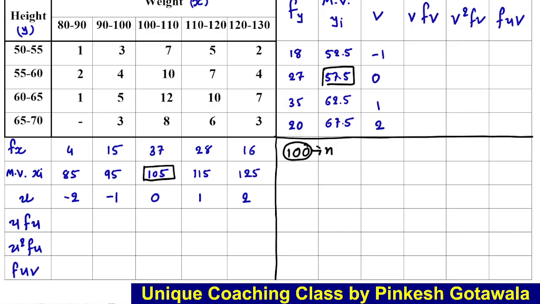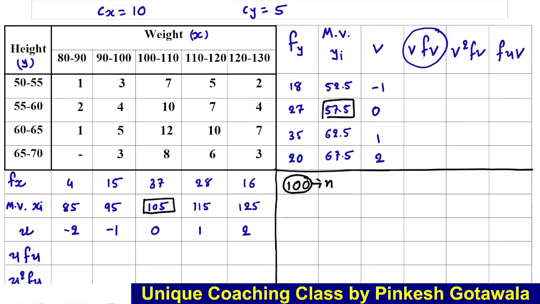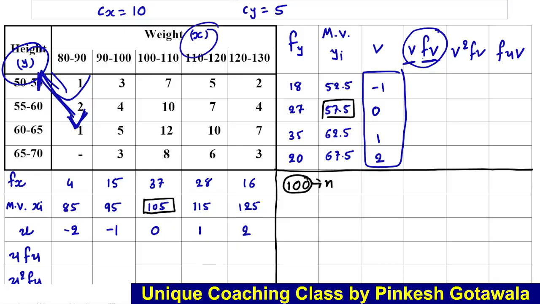Now let's prepare this column. So first of all, how to prepare this vfv? Very simple. We have to multiply v with its frequency fv. Here we have the values of v, but where is its frequency fv? There is no frequency of fv. But we know that v represents y, and u represents x. So here, the same pattern: we don't have fv, but we have fy.